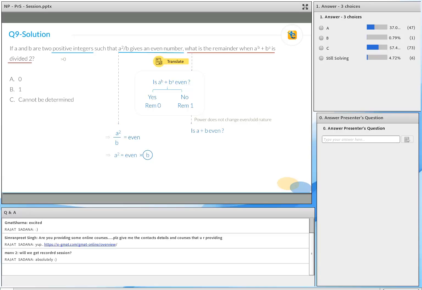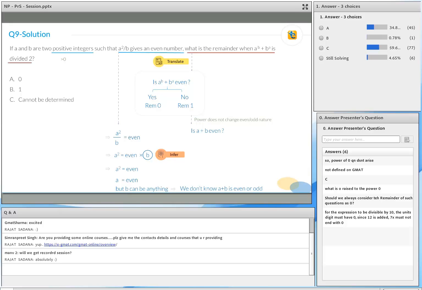Now here is where you draw an inference. A squared is always going to be even, because regardless of the nature of B, A squared is always going to be even. So A is always going to be even. But given the information that's given to you, there's nothing that you can infer about the number B. So we don't know if A plus B is even or odd, which means it cannot be determined.